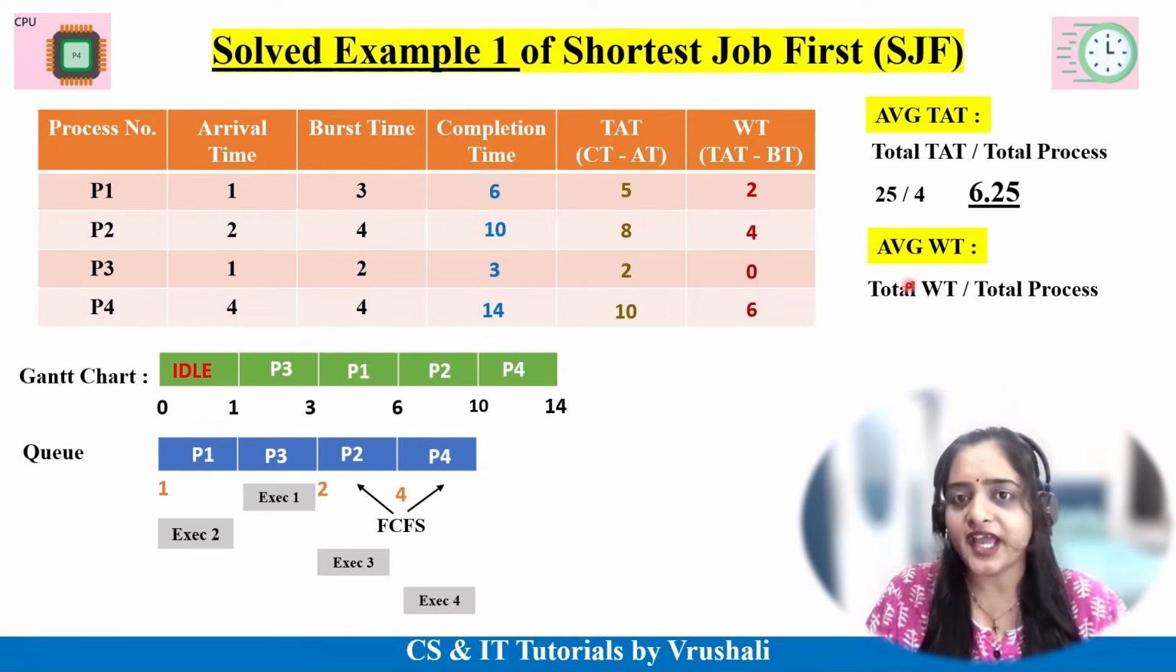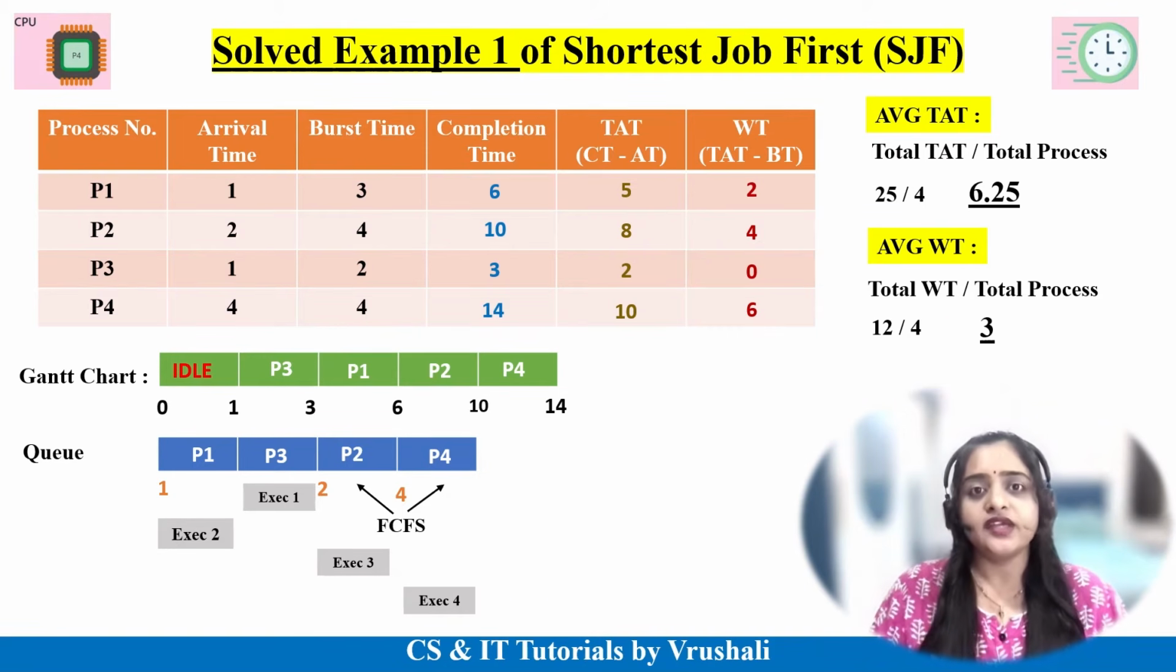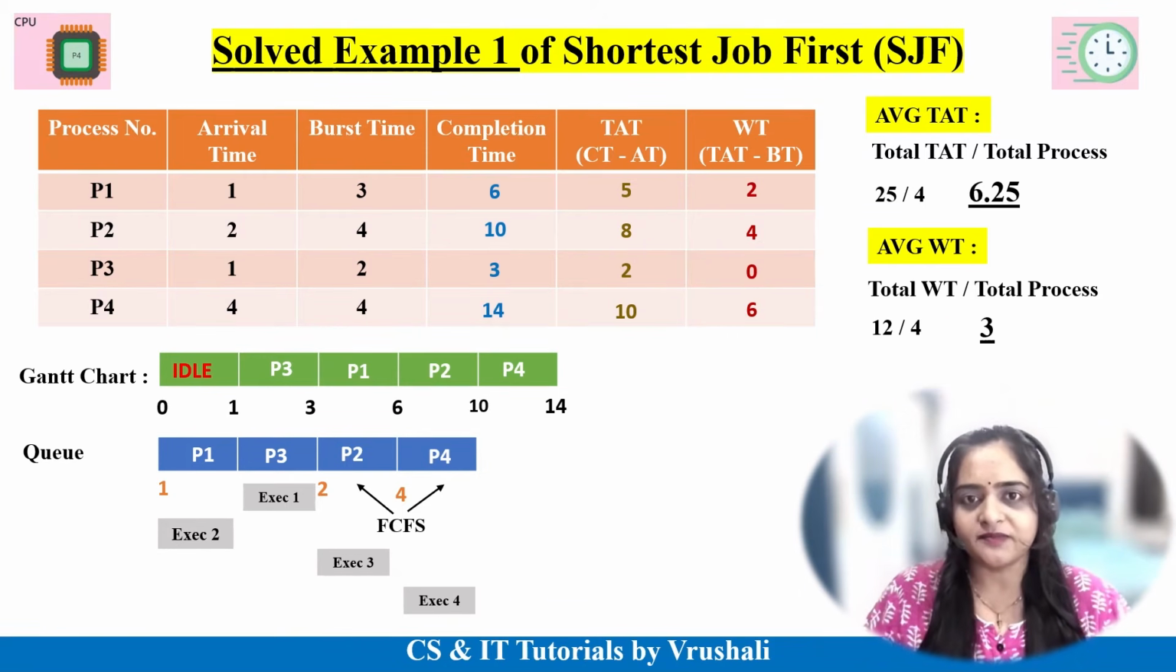Again find out the average waiting time. The formula is total waiting time divided by total processes. So just take the addition of all these. So total waiting time is 12 divided by total processes 4. So average waiting time is 3. So in this way you need to solve this example.